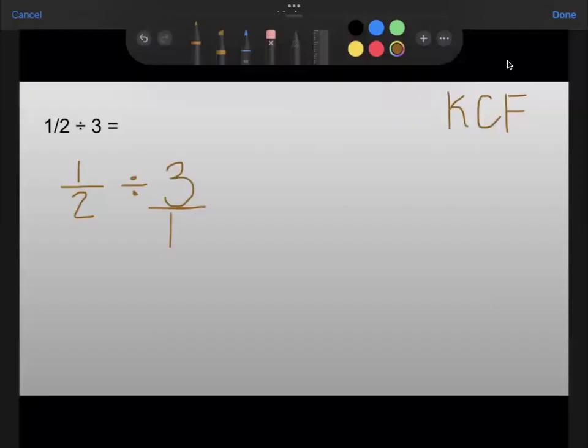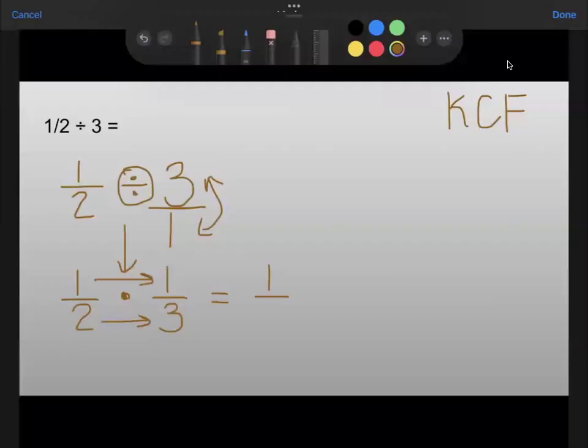The keep means I'm going to keep the first fraction the same. The change means I'm going to change from division to multiplication. And the flip means I'm going to flip the second fraction around so that instead of 3 over 1, it's 1 over 3. Now I can multiply these two fractions. 1 times 1 is 1, and 2 times 3 is 6. If that needed to be simplified, this is the place we would do that, but in this case, 1 over 6 cannot be simplified. So our final answer would be 1 over 6.